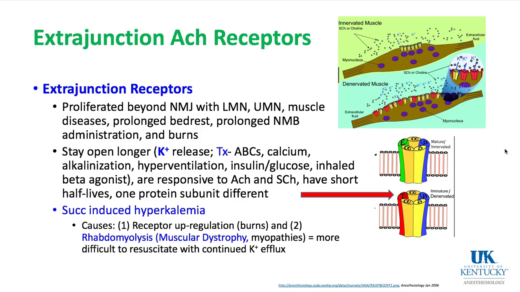Sux-induced hyperkalemia, there are two major categories. The one that we've talked about, upregulation of these receptors all over the muscle, and another of rhabdomyolysis, which can occur with muscular dystrophy when Sux is administered. So these myopathies where the muscle is a problem and you give Sux to, there can be massive potassium efflux and breakdown of muscle, rhabdomyolysis, and the urine has myoglobin in it, and it turns brown, and potassium goes up, and cardiac arrest can occur.